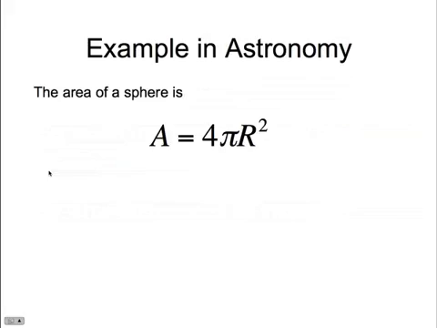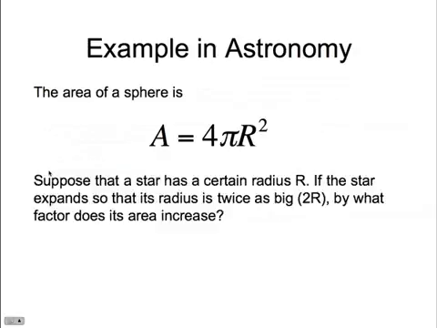Let's look at an example in astronomy. The area of a sphere is A equals 4 pi times the radius of the sphere squared. Suppose that a star has a certain radius r. Suppose then that that star expands so that its radius is twice as big, 2r. By what factor does the area of the star increase? In other words, if you double its radius, by what factor does its area increase?